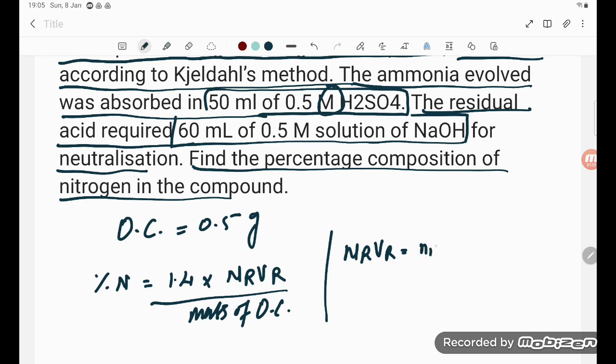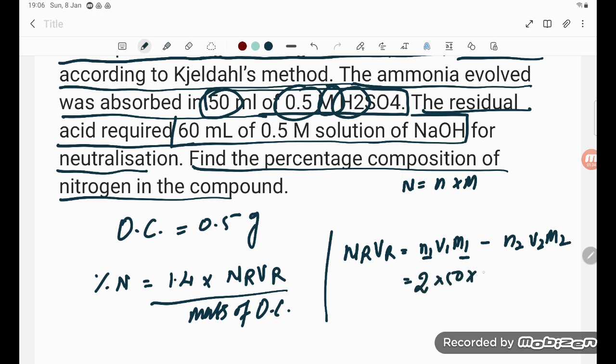So that is N1V1 minus N2V2, because normality is equal to n into M. So I am using this one. Let us try to write for the acid. This one, H2SO4, 2 hydrogens are there, so 2, volume is 50 and molarity is 0.5, minus, you see, NaOH, how many OH will it give, student? 1, volume is 60 and molarity is 0.5.